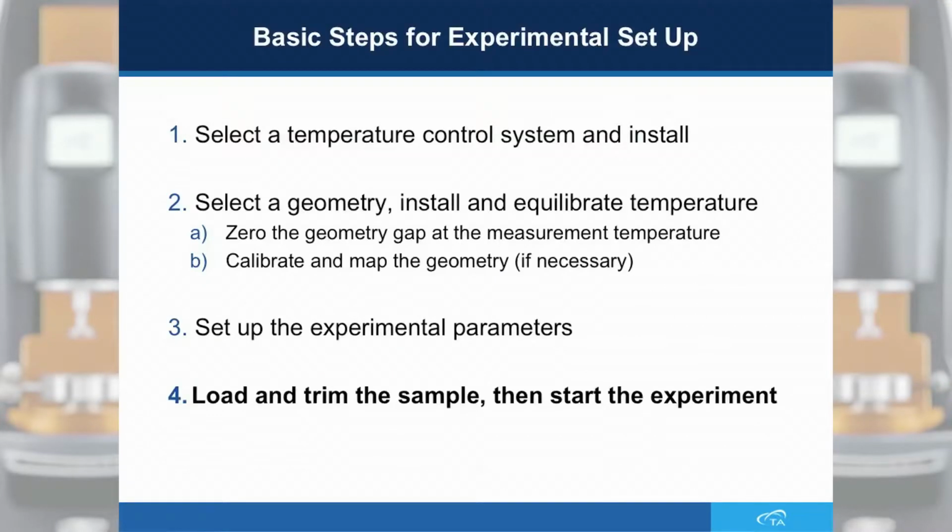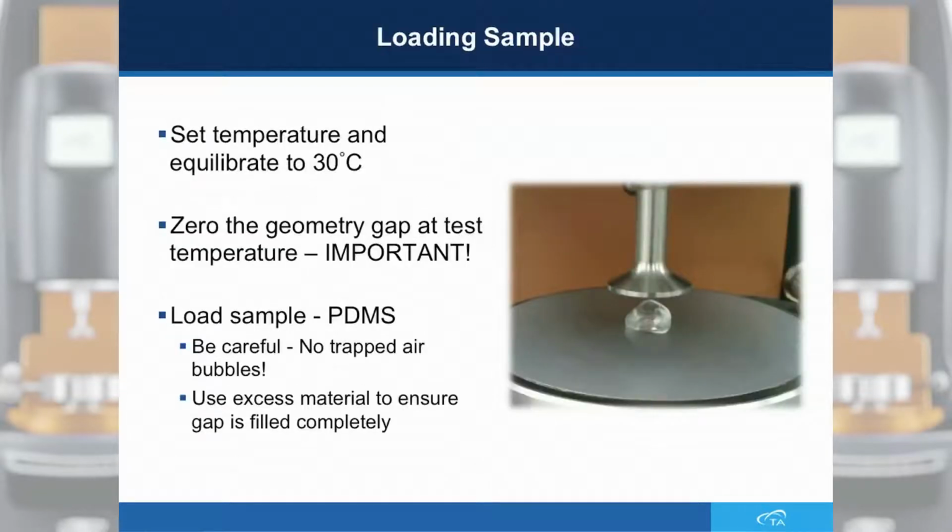Now we will load and trim the sample and then start the experiment. Please note to clean and dry both geometry surfaces before testing. Confirm that the temperature has been equilibrated to 30 degrees and the geometry gap has been zeroed at the test temperature. Take a small portion of PDMS and make sure there are no trapped air bubbles. Use an excess amount of sample to ensure the gap is filled completely.